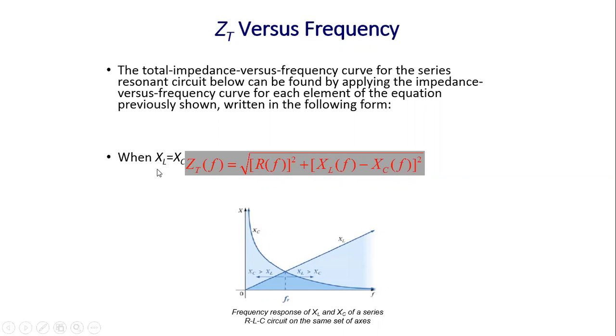So here, when XL is equal to XC, what will be my impedance at a particular frequency? That is mentioned here. Obviously I am thinking about my resistor along with the frequency, and the reactances along with the frequency. So you will be able to observe the curve here. That curve shows the frequency responses of your XL as well as your XC in the series resonance, or you can say in the RLC of a series resonance.